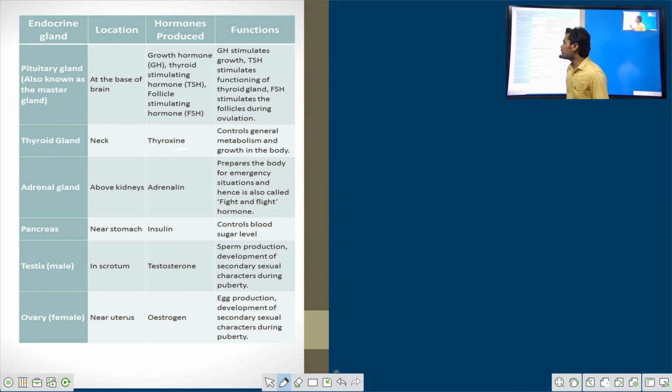Moving on to the third gland, that is the adrenal gland, located above the kidney. Kidney is a bean-like structure, above which there will be a gland that is known as the adrenal gland. Adrenaline is the name of the hormone. It prepares the body for emergency situations and hence it is also called the fight and flight hormone. So this only comes into action whenever you come across a danger.